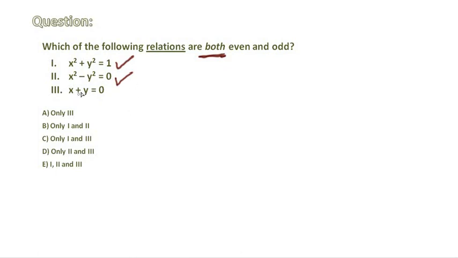The last one is x plus y equals 0. This is a linear function. This is y equals negative x. This is an odd function. We cannot say that it's both even and odd. Then the correct answer is 1 and 2. This is B.